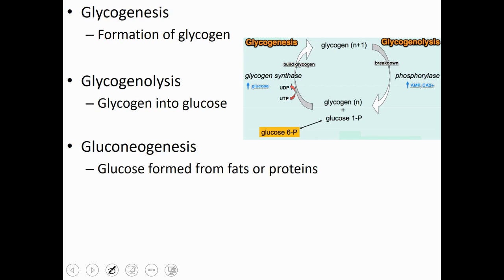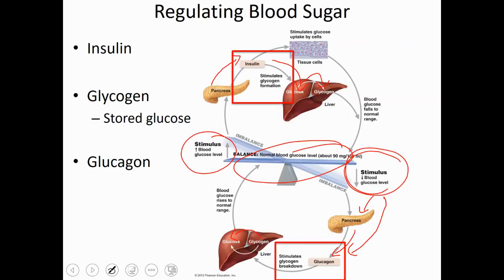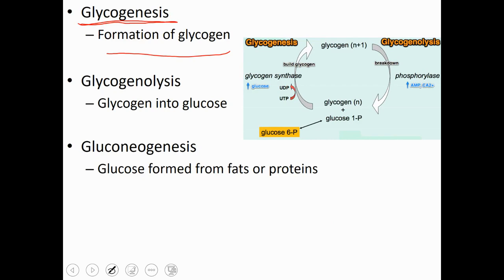Okay. Last thing for this session is what the terms are for producing this glucose. Glycogenesis, the word genesis means to make. So the formation of glycogen is called glycogenesis. If we go back to the slide before that, where is the formation of glycogen happening? It's happening up here. The hormone insulin causes the formation of glycogen. So glucose to glycogen, that's glycogenesis.